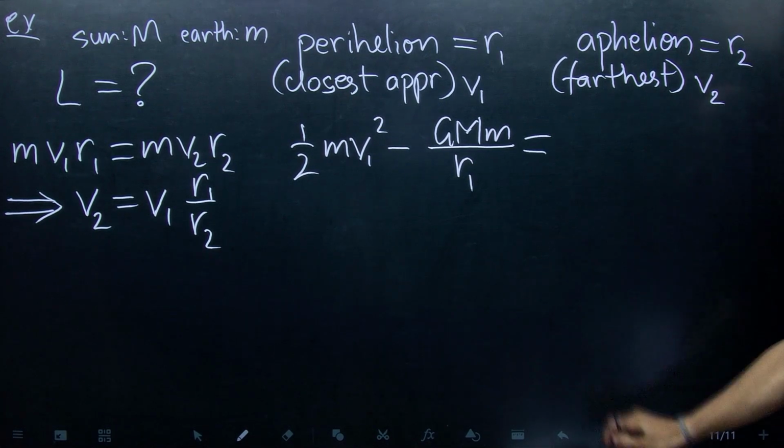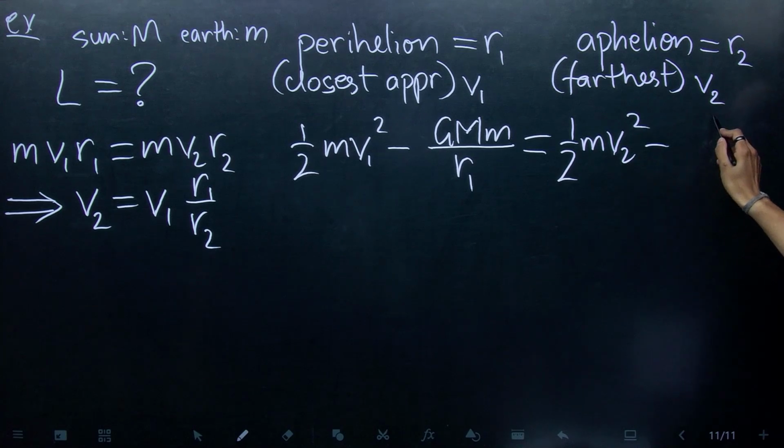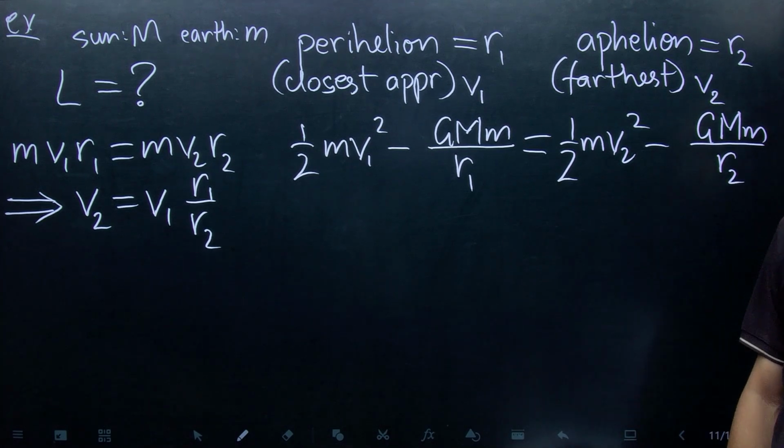Similarly, at aphelion, kinetic energy is half into m into v2 square. Potential energy is minus GMm upon the aphelion distance r2. Is this fine to everyone? We are simply conserving energy over here.